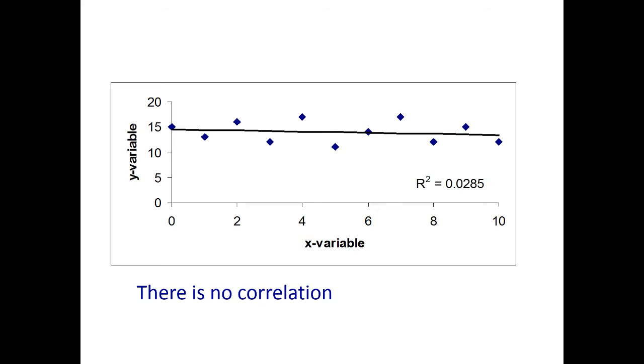Finally, here in this last example, we have an R-squared value of 0.028, and I didn't even bother to put the linear equation because this slope is basically nothing. So because the slope is basically 0 and the R-squared value is basically 0, there is no correlation. There's no relationship between these two variables. If we were looking to see whether these two variables were related, we can safely say they're probably not related.